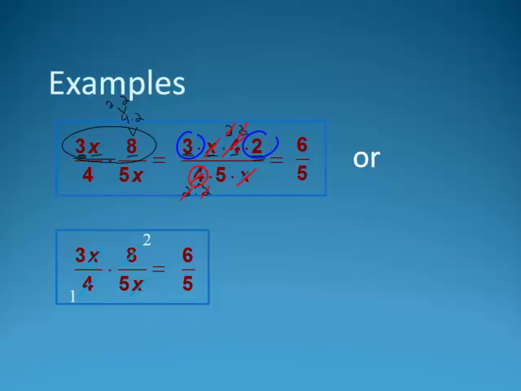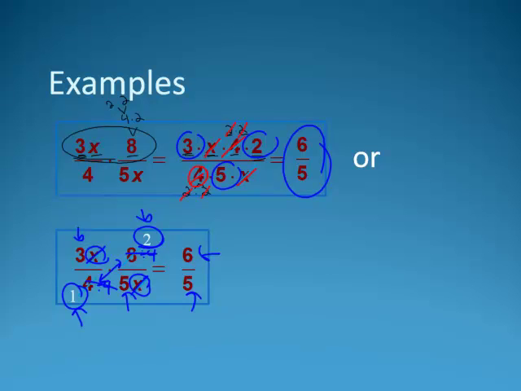3 times 2 is 6. The only thing left down here is 5. Final answer is 6/5. Shortcut to that, again, you can only do this with multiplication. Notice if you look at the numbers across the diagonal here, there's a common factor of 4. We could divide 4 top and bottom here. 4 divided by 4 is 1. 8 divided by 4 is 2. And here you have a common factor of x that you can cancel out, leaving you with 3 times 2 is 6, and 1 times 5 is 5.